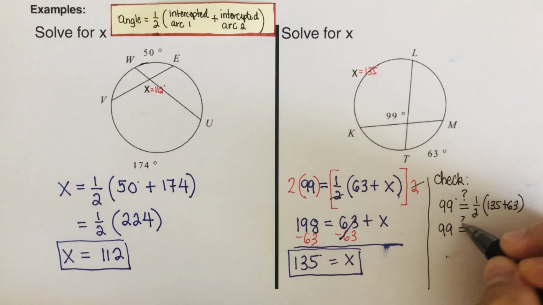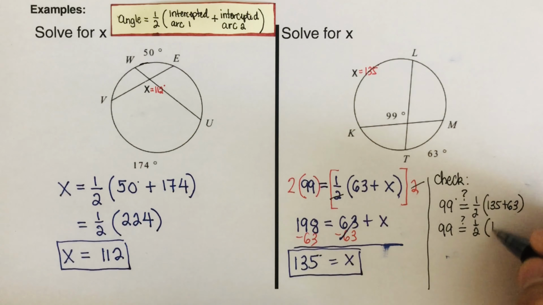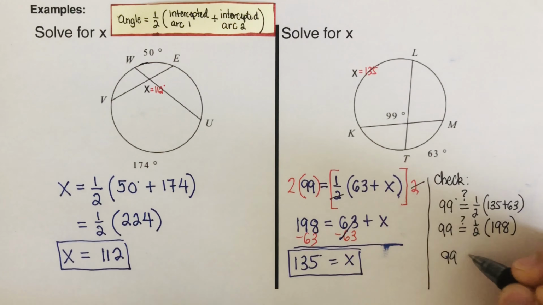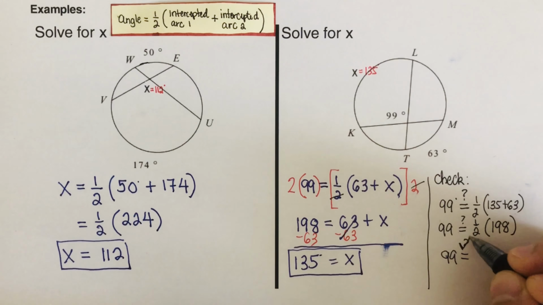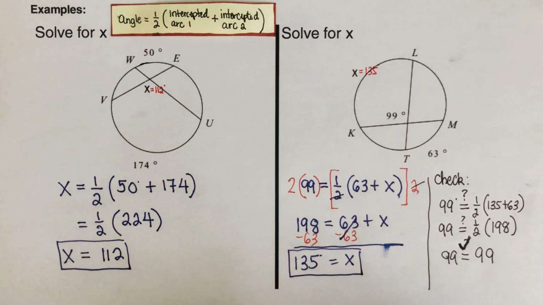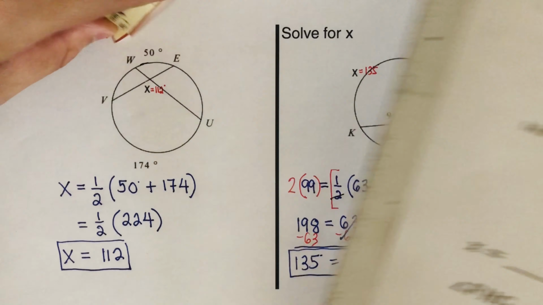We're not sure of this one yet. That's half of 135 plus 63, which is 198. And then from here, we take half of 198. That's actually equal to 99. So that means we are correct with our value for x, which is 135. Did you get the same answers as this? Good. Perfect. Now let's move on to the next problem right here.